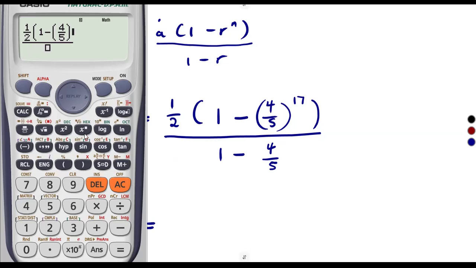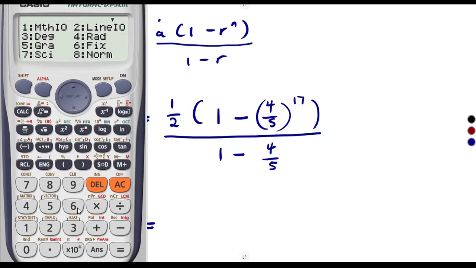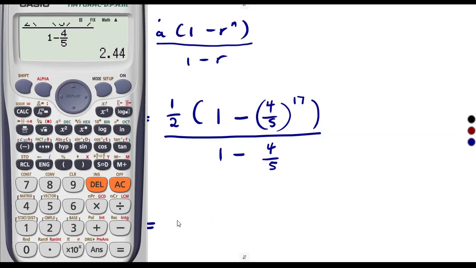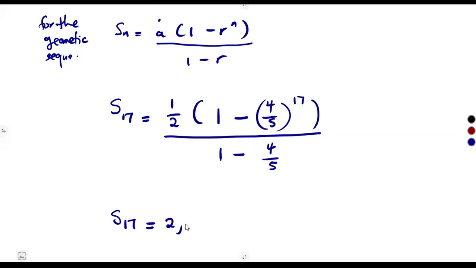4/5 to the exponent of 17. Then close the bracket. Over 1 minus 4/5, just like that. This was going to give us 2.44. You can even fix this to 2 decimal places. Shift, go to the setup, fix on number 6. So to 2 decimal places, press 2. That's 2.44, to 2 decimal places.